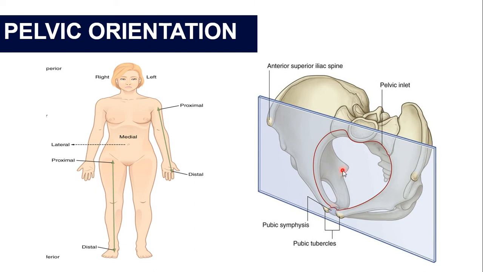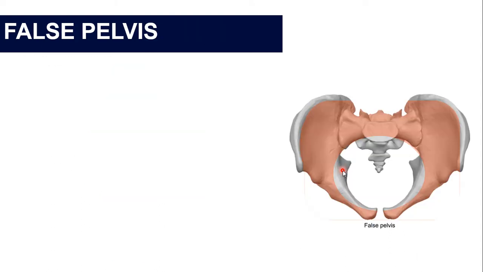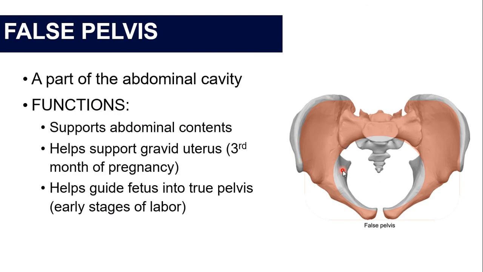Okay, now let's differentiate the false and the true pelvis. But let's start first with the false pelvis. Your false pelvis is a part of the abdominal cavity. It has its own functions. It supports the abdominal contents. It helps support the gravid uterus at the third month of pregnancy. And it also helps to guide the fetus into the true pelvis in the early stages of labor.